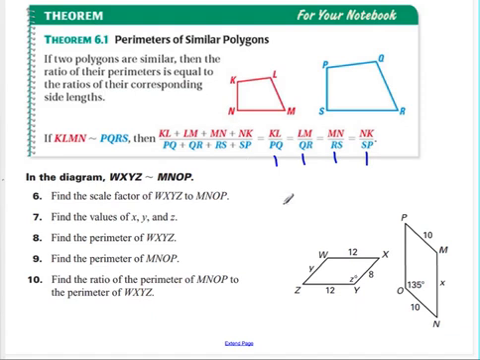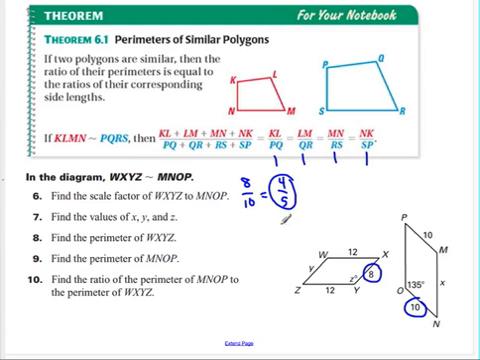In the diagram, WXYZ is similar to MNOP. Notice that I have to rotate this guy just a little bit, maybe in my head, just so that I can see these two right next to each other more easily. Find the scale factor. The only two sides that I know here are this 8 in comparison to this 10. So when I try finding the scale factor, I'll say 8/10. I'll simplify it as best I can. They're both divisible by 2, so my scale factor is going to be 4/5. It is important that you do simplify.